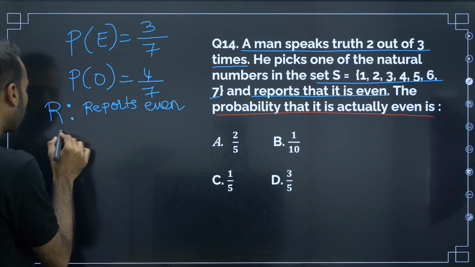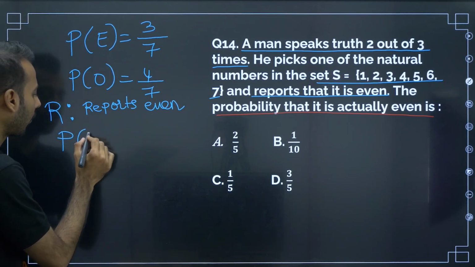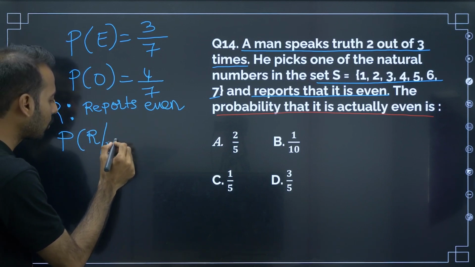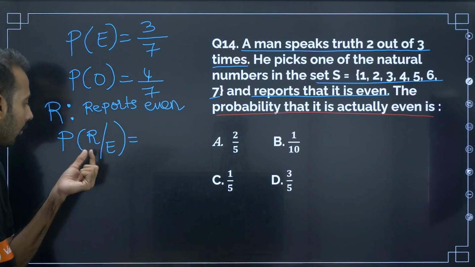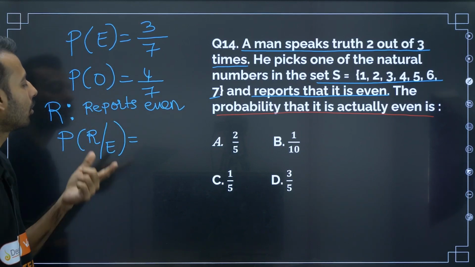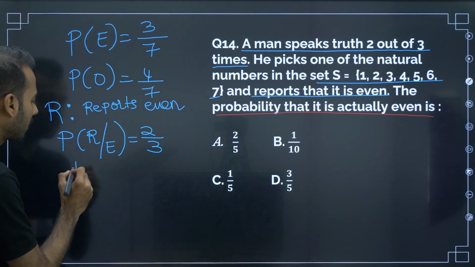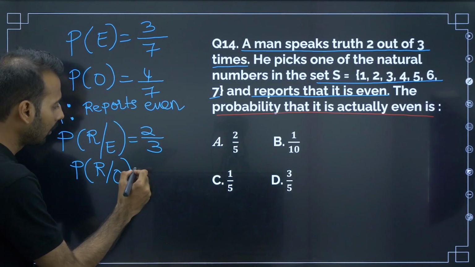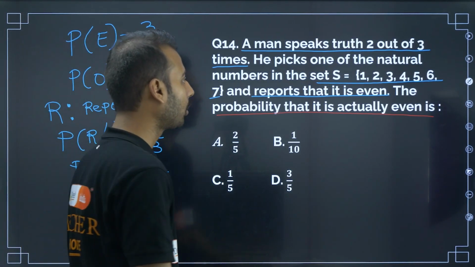Now, if I try to understand this, the probability of reporting even, given that it is actually even is... Once again I will go through the question. Probability of reporting even, given it is even, so that means it is truth. Probability of truth is 2 by 3. Next, probability of reporting odd means it is false.